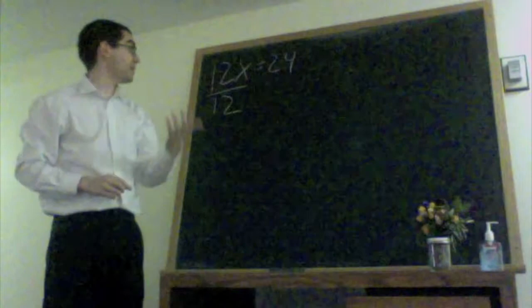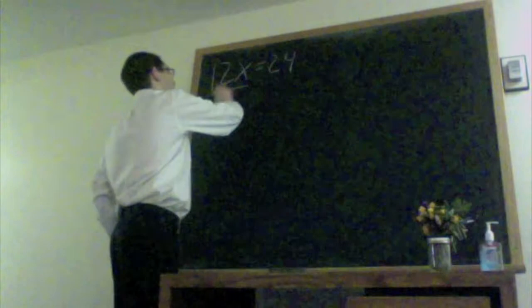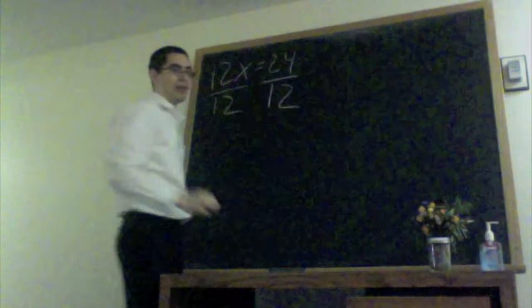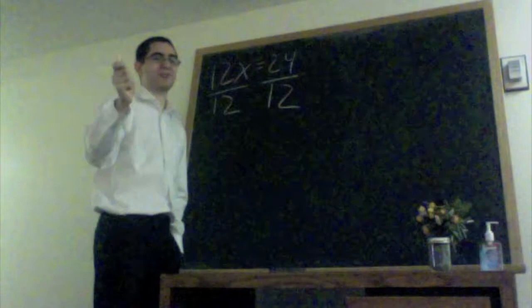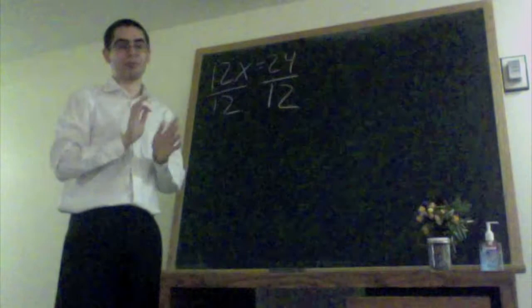But anything you do to one side of the equation, you have to do to the other side of the equation. So you can't just say 12x divided by 12 equals 24. You also have to divide 24 by 12. Otherwise, you're breaking the law of math. Things will explode, your teacher will be very unhappy, and you'll get all the wrong answers on your test. Always do this. Trust me. You should probably remember this from before, but make sure you do this. This is a simple mistake to make, and it does happen.